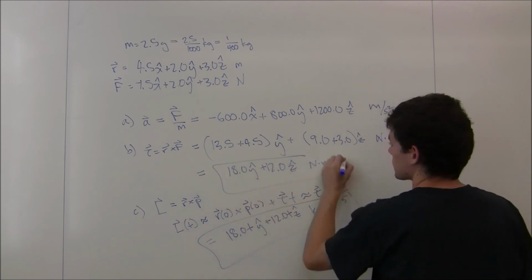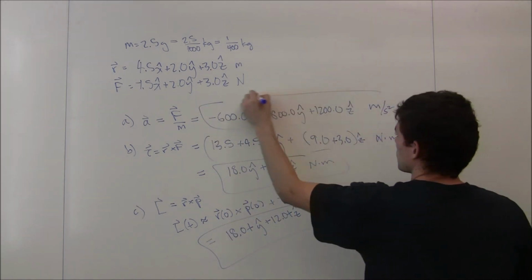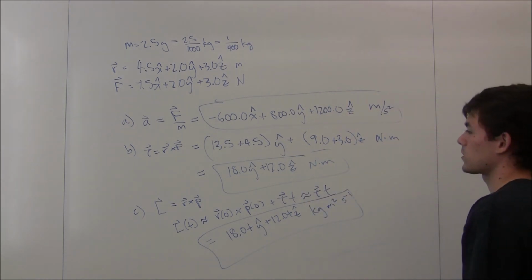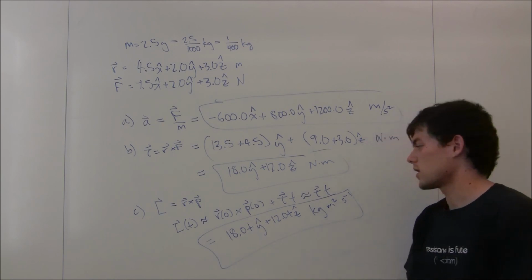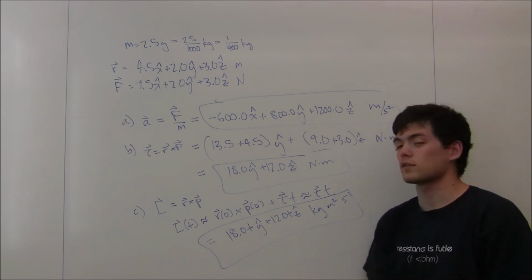So these are our final answers. We have the instantaneous initial acceleration of the particle, the torque on the particle at time t equals 0, and the approximate angular momentum for very, very small times t.